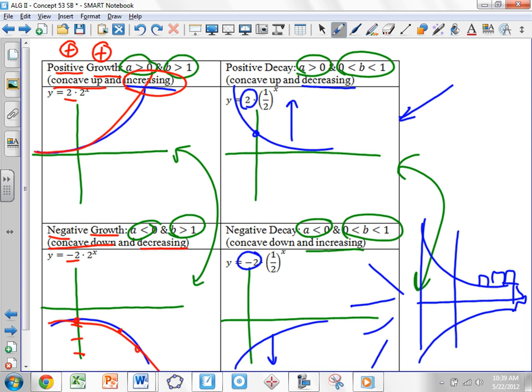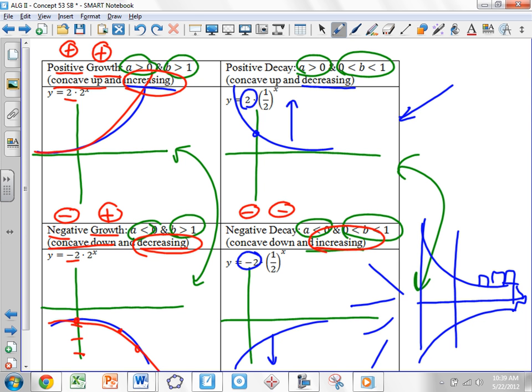Next. Negative growth. What's a negative times a positive? Negative. And doesn't that make sense? Now it's decreasing. Look at the next words over here. We have negative decay. I think of negative, right? But what's a negative times a negative? A positive. Thus, this one is actually increasing because it's positive.